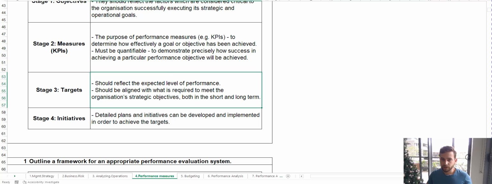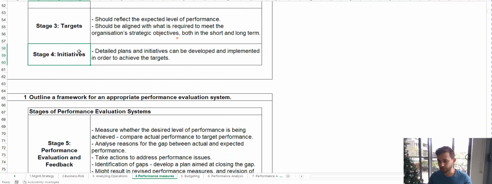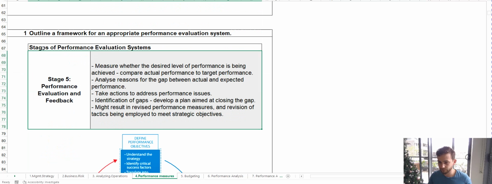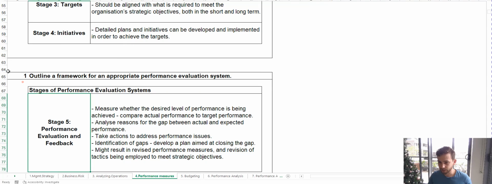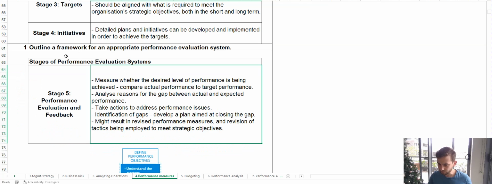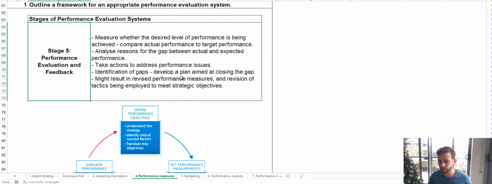Now the final one is, well, actually there are 2 more here. There's initiatives, which is how you actually take action to achieve those targets, and maybe that's each month reminding staff what their percentage is and allowing them an opportunity to catch up to that target. And then finally, which is down here on the next page, it's actually part of the same thing, it's just cut off for printing, is performance evaluation and feedback.